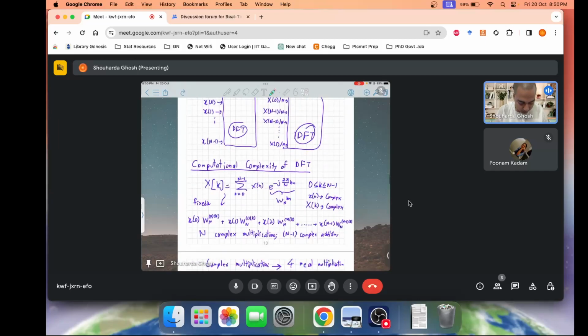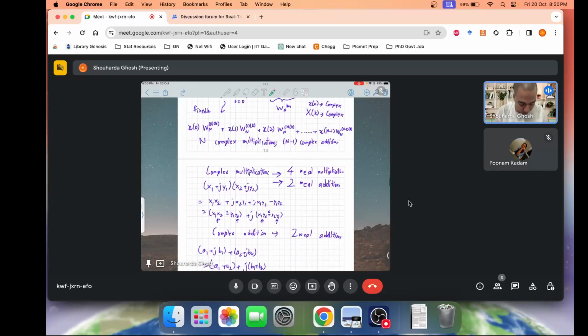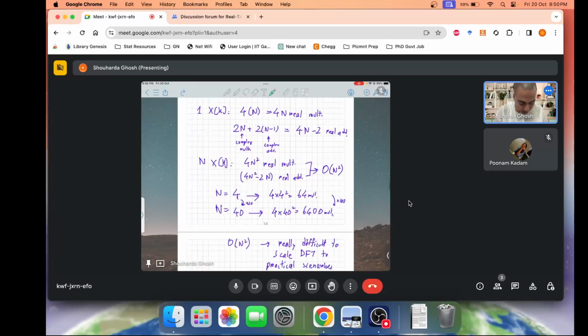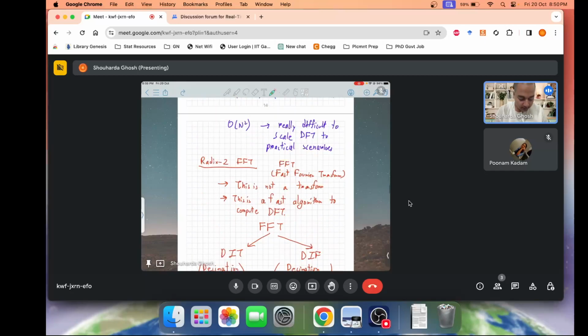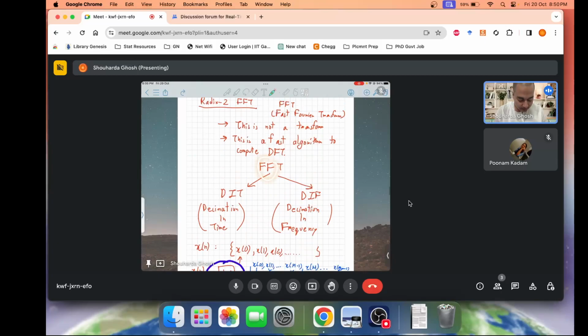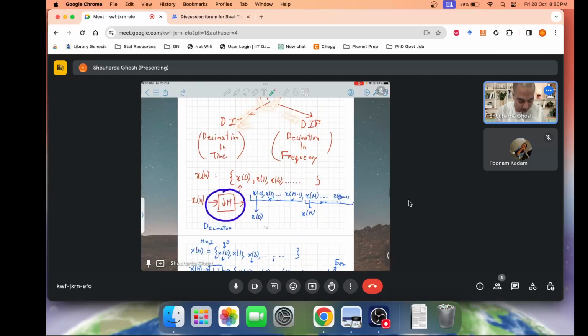And then we also found that the computational complexity of this DFT is of the order of O(N^2) multiplications and O(N^2) additions, okay. So that's why we use the radix-2 FFT or some FFT, which actually reduces the computational complexity. It is not a transform. FFT is of 2 types, decimation in time and decimation in frequency.